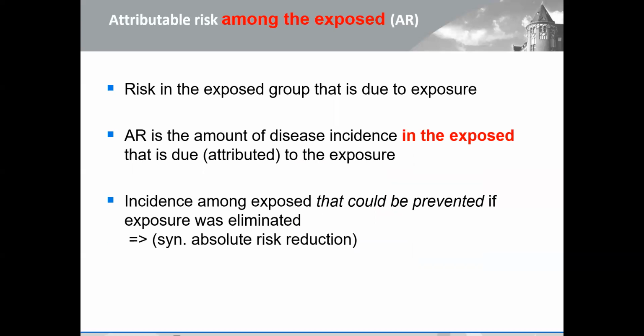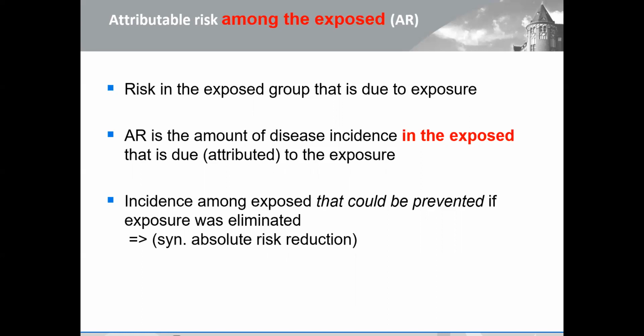So attributable risk among the exposed, what does it mean? It is the risk in this exposed group that is due to the exposure. That is the contribution of the exposure in causing the disease in the exposed group. And remember, as I said, some conditions might still occur in the unexposed group without the exposure of interest.